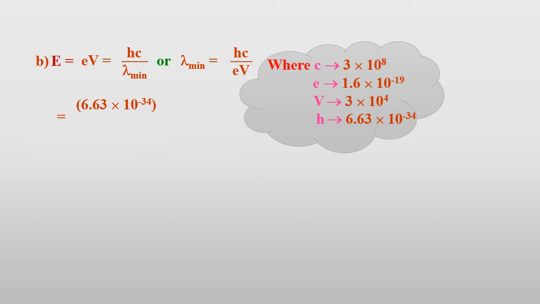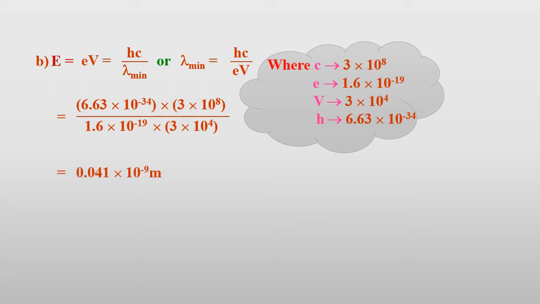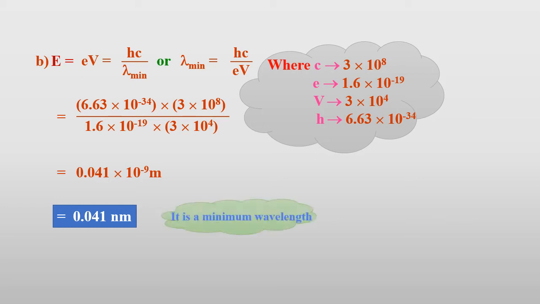So h value is 6.63 × 10^-34, c value is 3 × 10^8, charge of electron is 1.6 × 10^-19, and potential is 3 × 10^4. By solving, you are getting the answer 0.041 × 10^-9 meter. So that is 0.041 nanometer. This is the minimum wavelength we are getting in this given numerical.